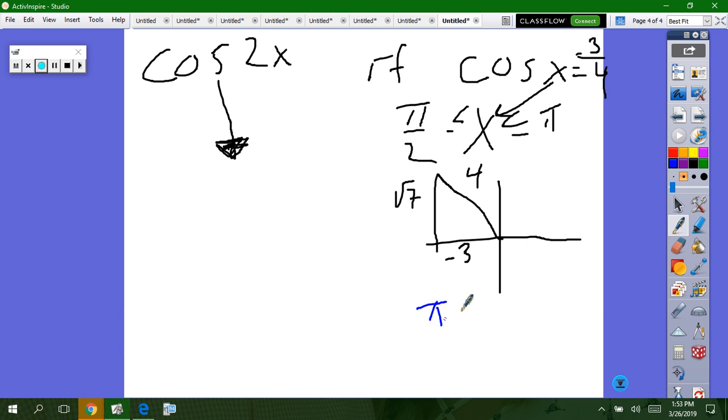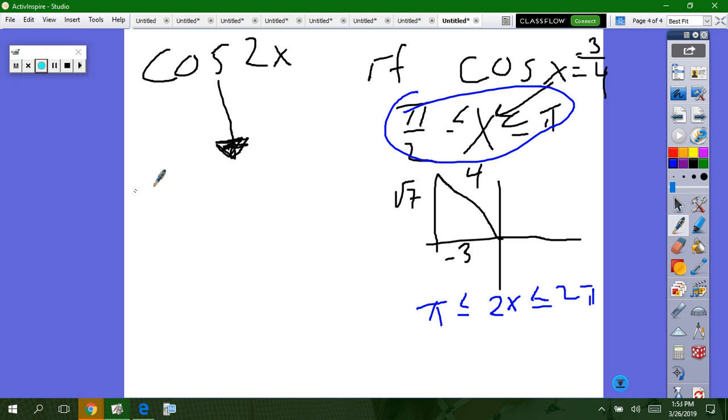I know cosine 2x, as I times everything right here by 2. If I times everything by 2, I get pi to 2 pi. So it's in quadrant 3 or 4. I'm not sure. Does that make sense? Okay. So cosine 2x, remember we had all 3 of those formulas. Doesn't matter what I choose. I'm personally going to use this formula. Can anybody tell me why I would choose this formula over the other 2?